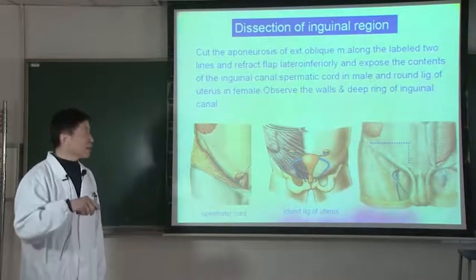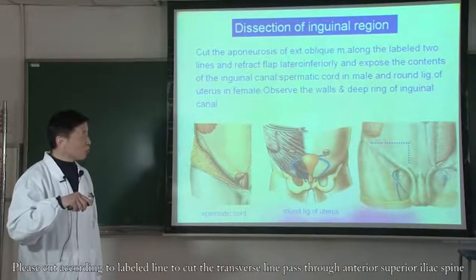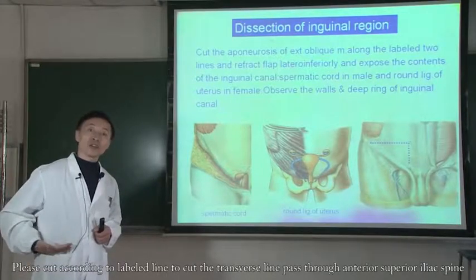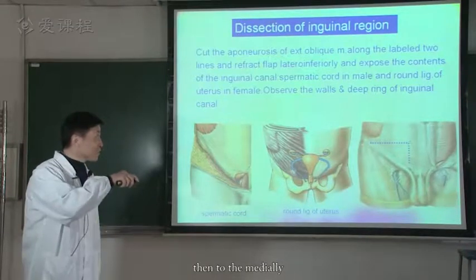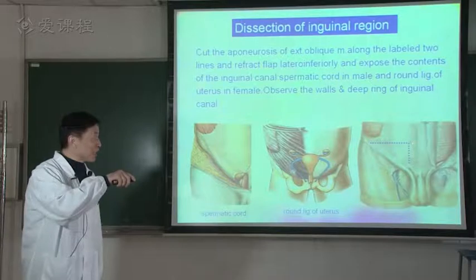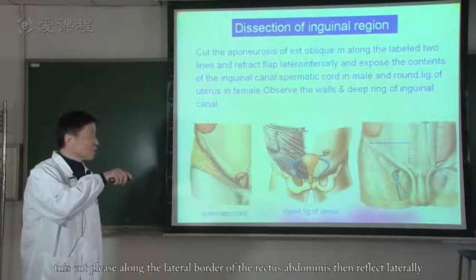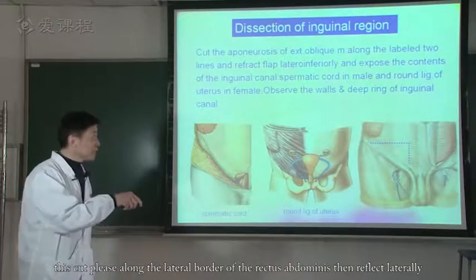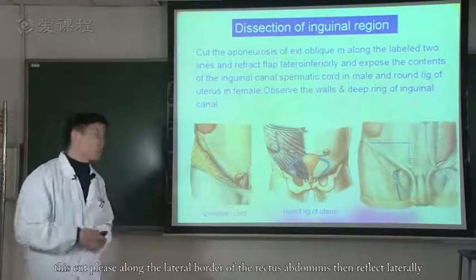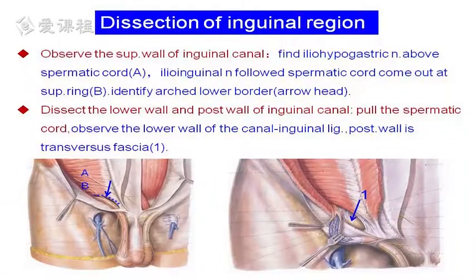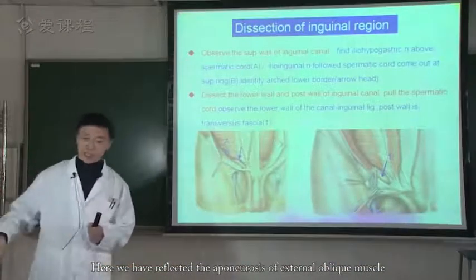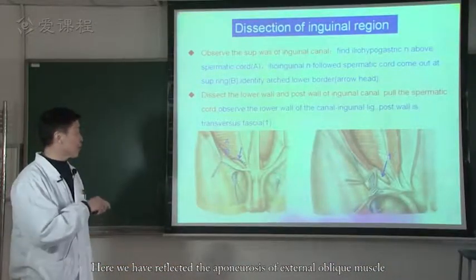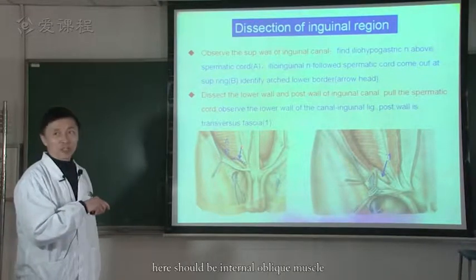How to dissect this area? Please cut according to the labeled line. Cut the transverse line that passes through the anterior superior iliac spine, then to the midline. This cut, please make along the lateral border of the rectus abdominis. Then reflect laterally. Like this. Here is the aponeurosis of the external oblique muscle. Here we have reflected the aponeurosis of the external oblique muscle. Here should be the internal oblique muscle.